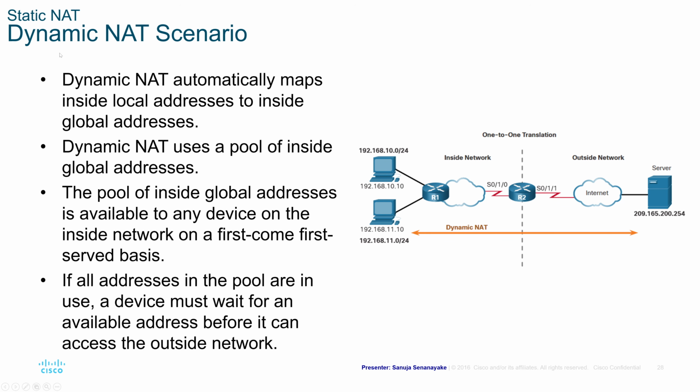So just like the name suggests, in dynamic NAT the NAT is automatically mapping the inside local addresses to inside global addresses. On the right hand side, we have a router R2 that is using dynamic NAT. When one of these devices tries to reach the server outside of its network, it is going to automatically assign an IP address to these end devices using the pool of global IP addresses in the NAT. And then that device can reach the outside network using that mapping. So that's how dynamic NAT works.